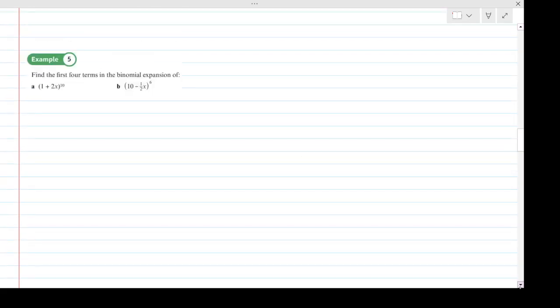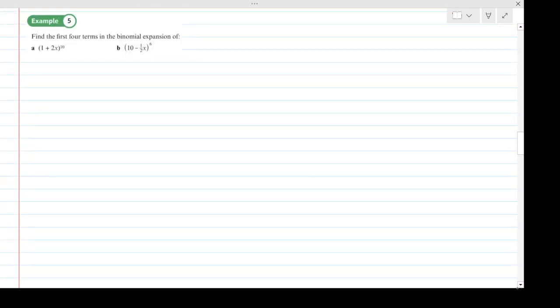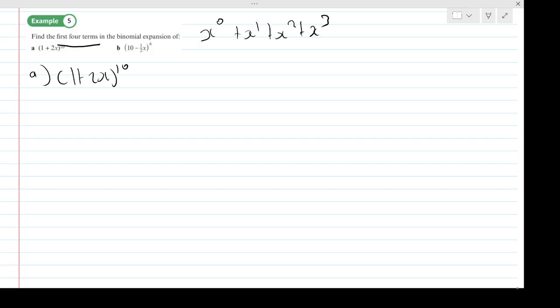This example then. It says now find the first 4 terms of the binomial expansion of 1 plus 2x to the 10. So this time it's not asking for the whole expansion, just the first 4 terms. Now what it means by first 4 terms is the first 4 powers of x. So we start from x to the 0, then x to the 1, then x squared and x cubed. That's 4 terms, right? So we only want to get to the x cubed part, okay?